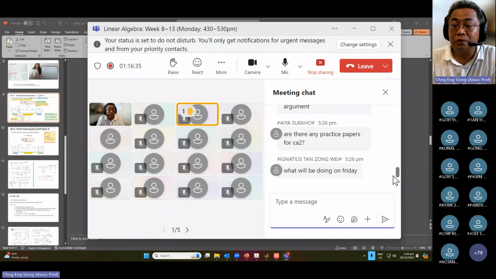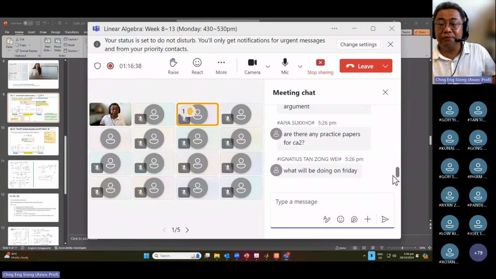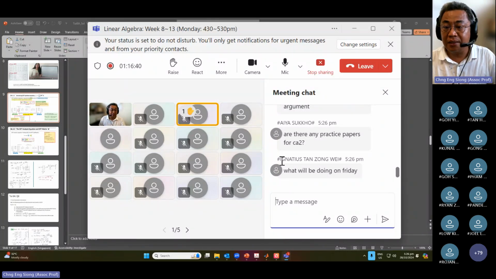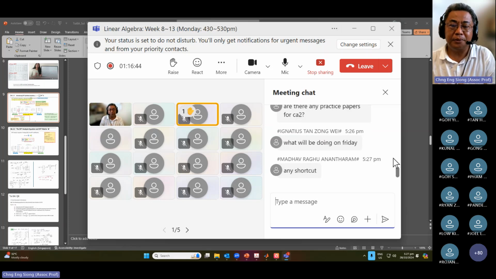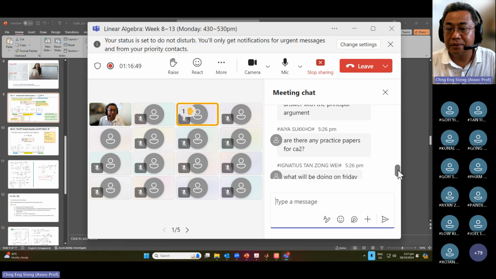What will we be doing on Friday? We would begin eigenvalues and eigenvectors. Are there any practice papers? No. Why do you need practice papers? You can do all the tutorials. That will be your practice papers.